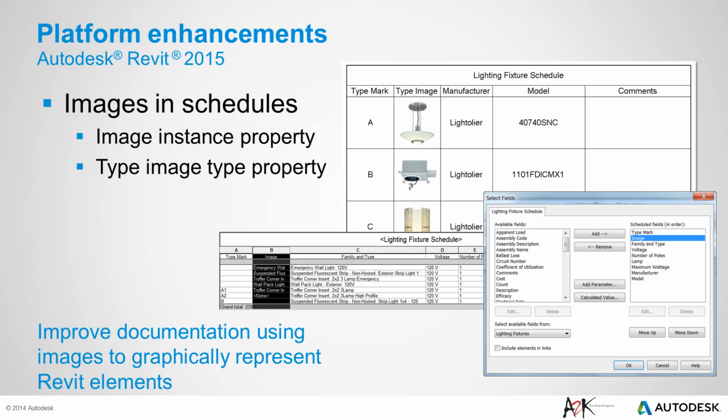You can now create schedules that include images to convey graphical information for elements. An image instance property and type image type property have been added to many elements to allow you to associate an image with an element instance or type. These images can then be included in schedules and will display when the schedule is placed on a sheet. The Manage Images dialog has been enhanced to support managing the images in the model. This includes images associated with families and elements.